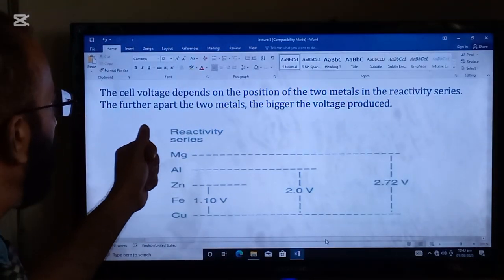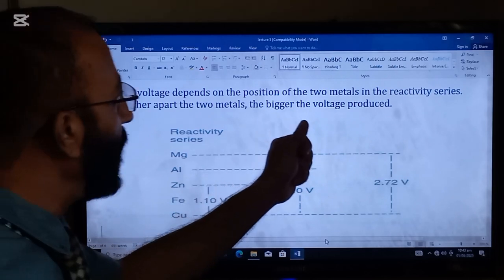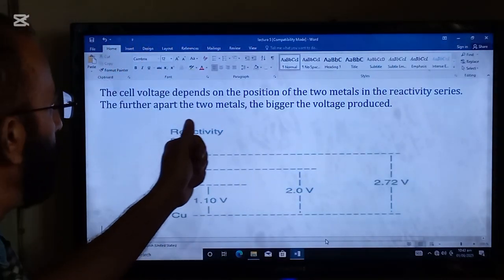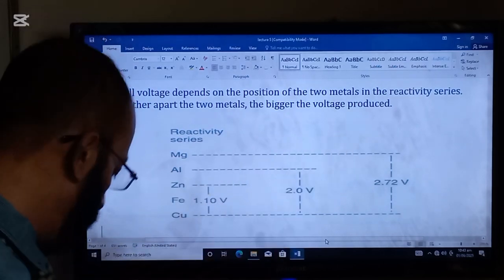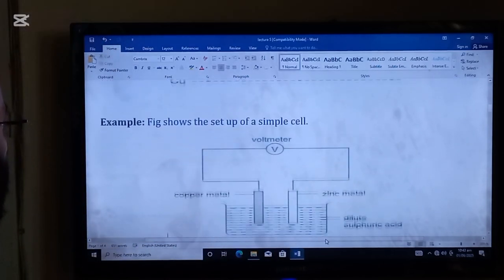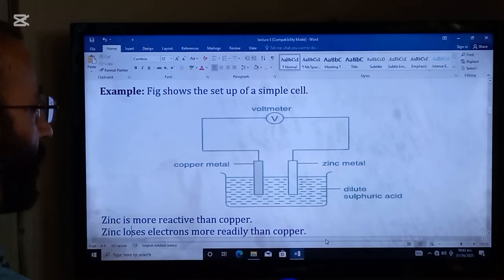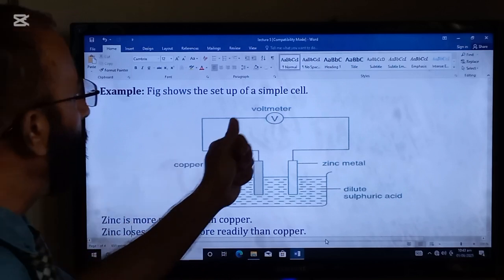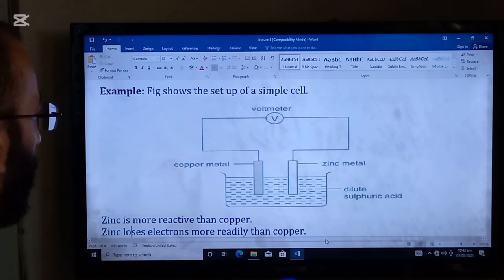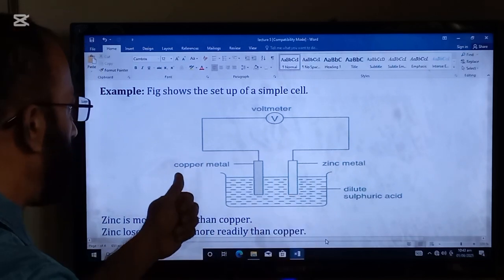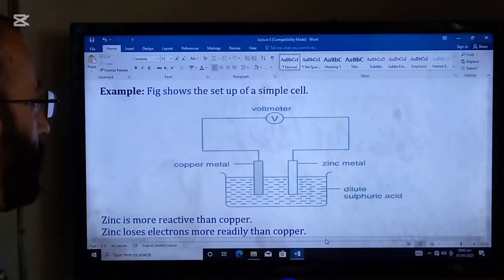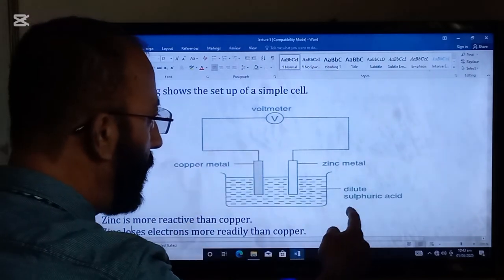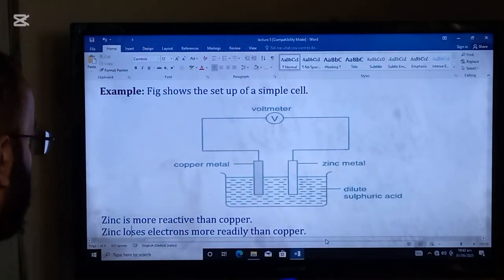So, the cell voltage depends on the position of the two metals in the reactivity series. The further apart the two metals, the bigger the voltage produced. Now we are going to read an example. Figure shows the setup of a simple cell. The metals used as electrodes are copper and zinc metals. Here is a voltmeter and the electrolyte is dilute sulfuric acid.